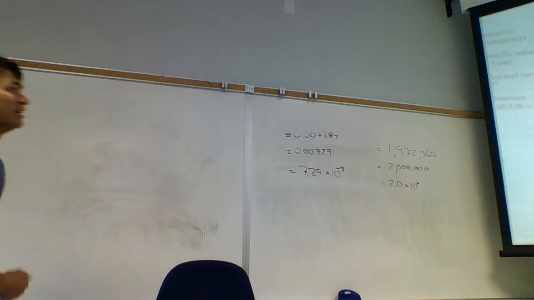6.38 times 10 to the 7. And so we just need to move the decimal 7 places. So 1, 2, 3, 4, 5, 6, 7. And so that gives us 63,800,000, plus 4.01 times 10 to the 8. So we'll move it 8 places. So it's 1, 2, 3, 4, 5, 6, 7, 8. And that gives us 401 million.